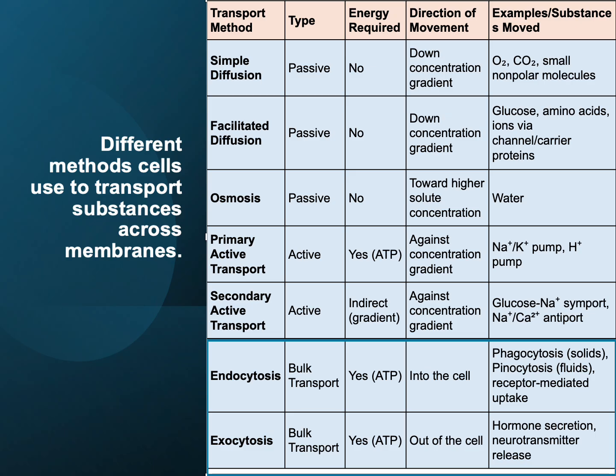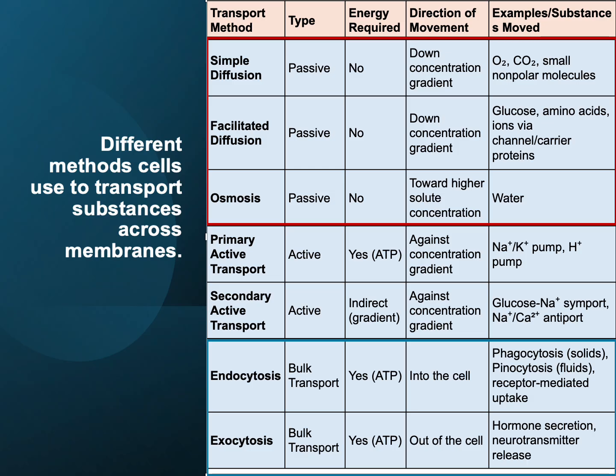Now, cells use various transport methods to move substances across their membrane. Simple diffusion, facilitated diffusion, and osmosis are all passive processes, meaning they move molecules down their concentration gradient, from high to low, without requiring energy or ATP. Osmosis refers to the movement of water towards areas with a higher solute concentration.